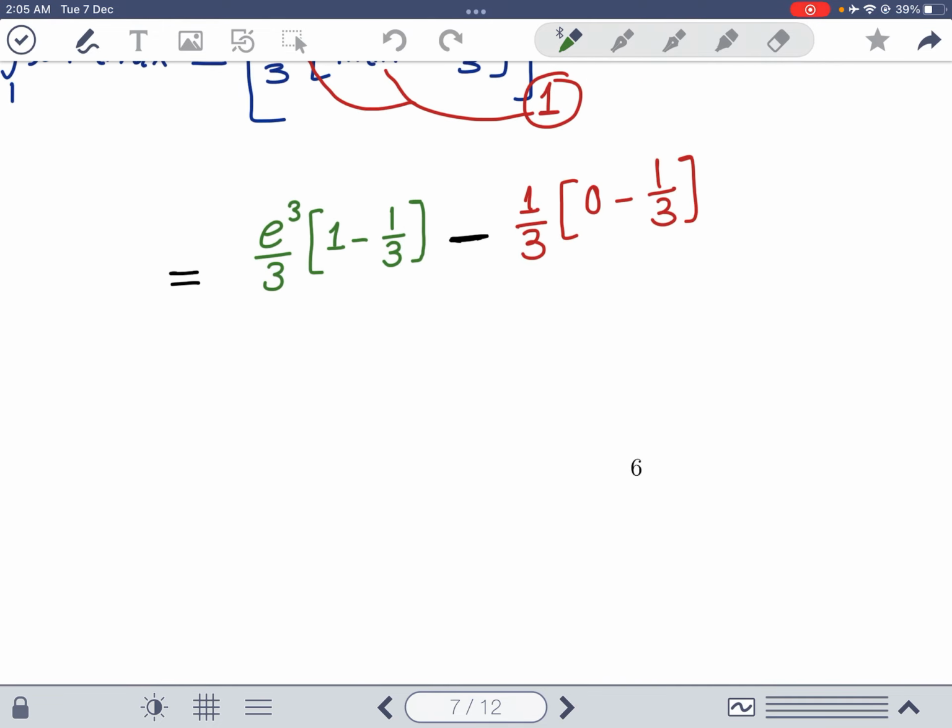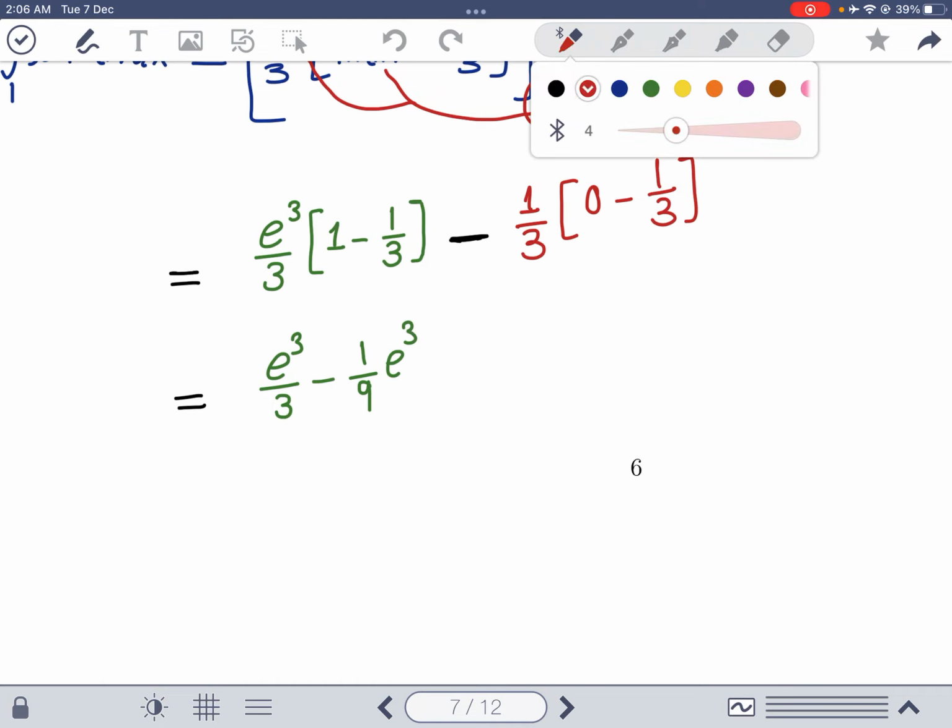And now the green, I will try to simplify it. So this is equal to, let's see how do we simplify the green. So it will be e cube over 3 minus 1 over 9 e cube. And now let's see what happens with the 1. Minus minus is plus. 1/3 times 1/3 is 1 over 9. So this is okay, yeah.